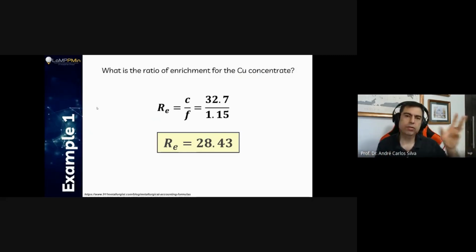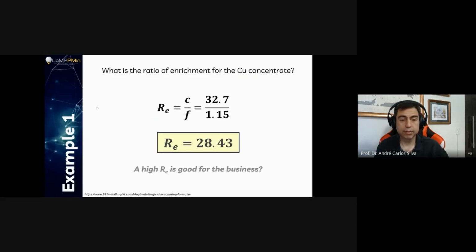So my material is going to feed my plant, and I'm going to take out of that, as concentrate, a material 28 times richer than what I actually feed my processing plant. That's a very good number. So a high RE is good for business. Normally, it is good for business.